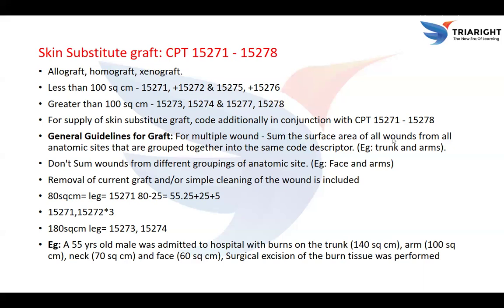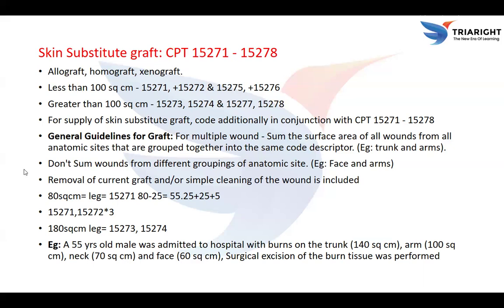What are the general guidelines for the graft? Multiple wound rules: add wound sizes only if they belong to the same anatomic group. For example, trunk plus arms can be added. Face plus arm cannot be added. What is included? Removal of the previous graft and simple wound cleaning. Do not bill these separately.